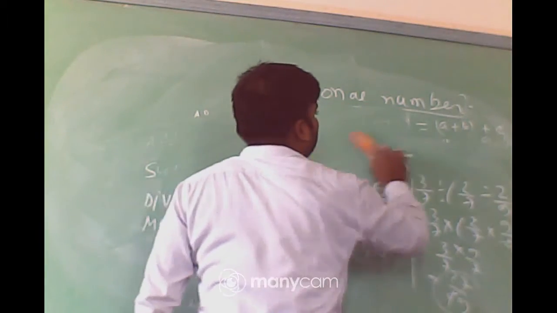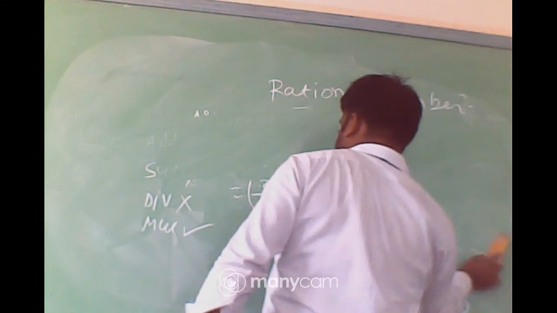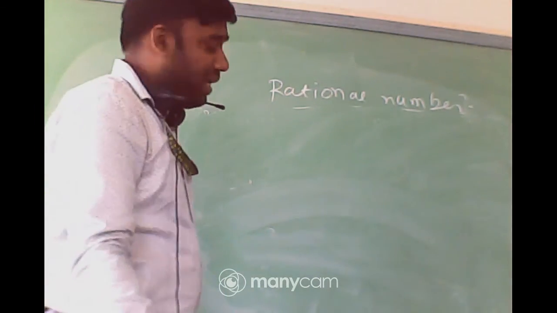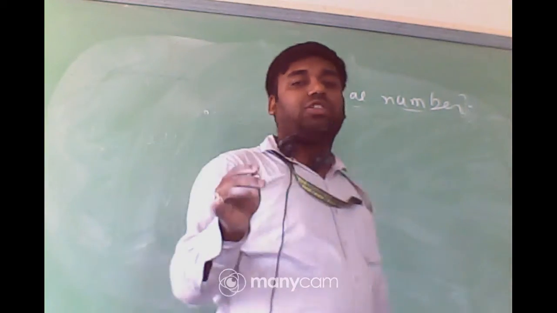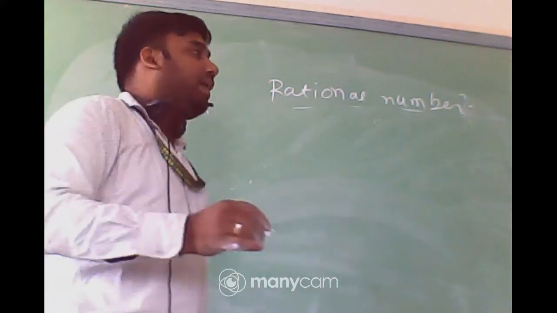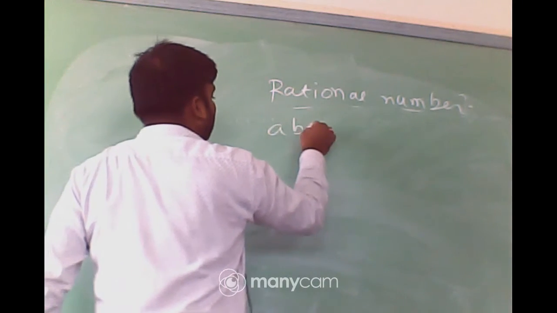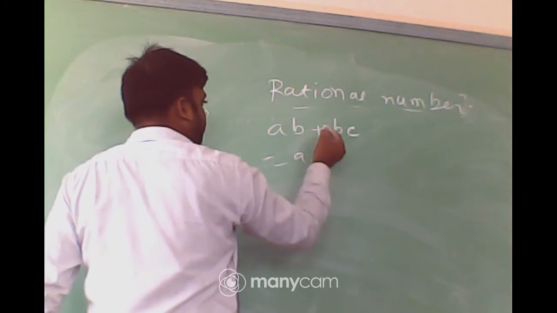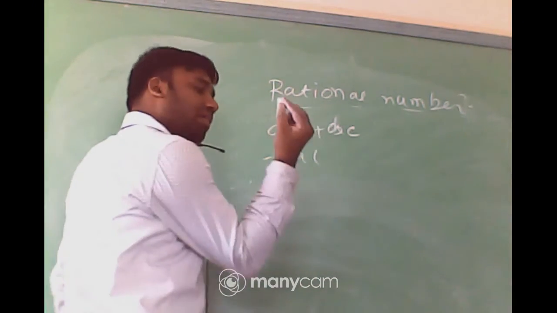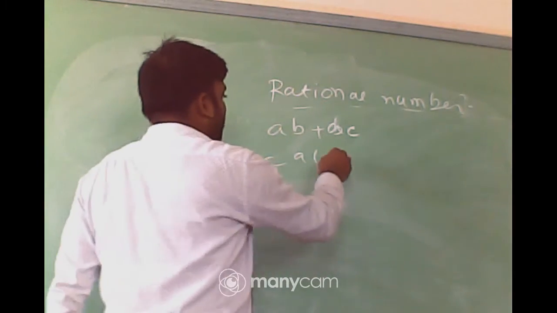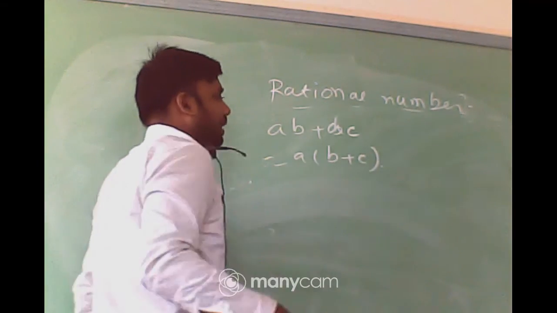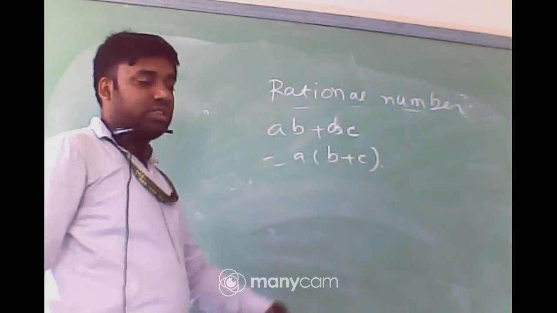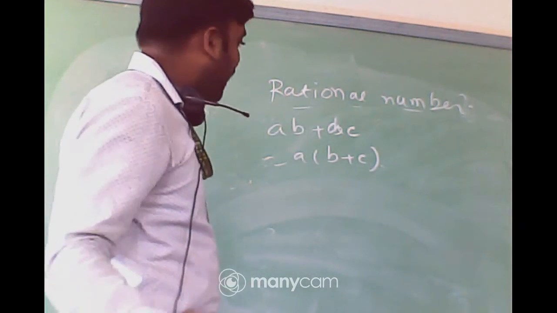Now, we have discussed the associative property. Next, students, distributive property. I hope you can practice at your home what the distributive property is. Distributive property under addition and multiplication, that is A into (B plus C) equals AB plus AC. That is the distributive law, under addition and multiplication. So you can practice at your home.